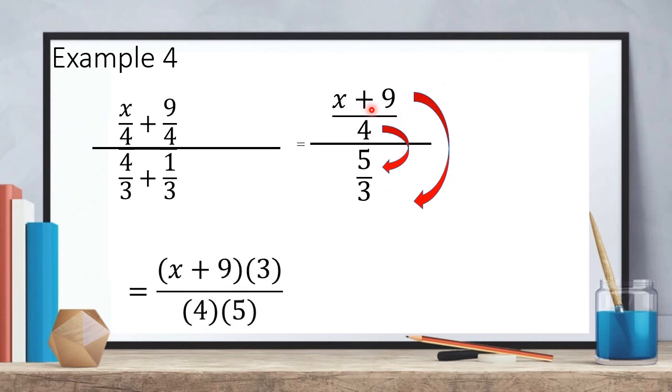So 9x plus 9 times 3, and 4 times 5. I multiply them and this is the final answer. Much faster. Instead of turning this main dash into division and then going back to multiply, I can solve like this.